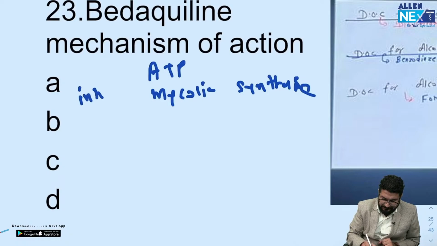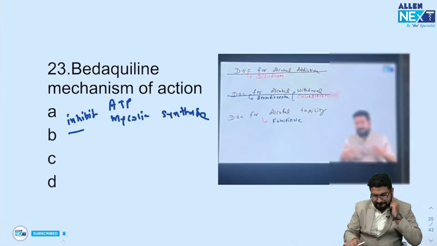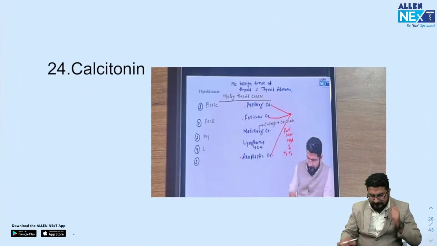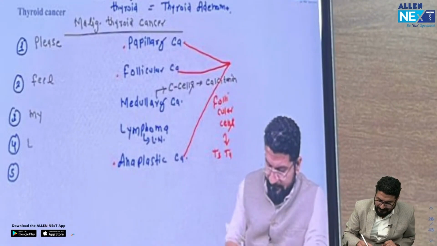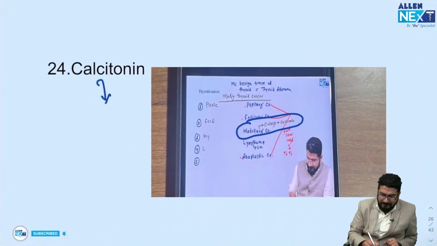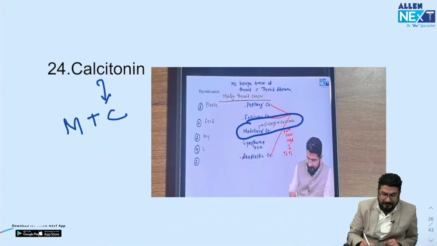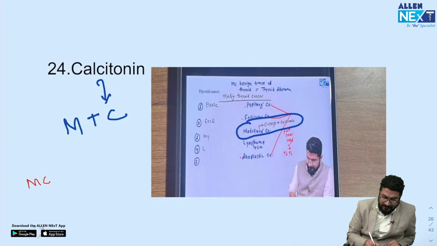This will inhibit ATP mycolic acid synthase. Coming to the next one, calcitonin is a tumor marker. This was the question straight away. So you can see calcitonin is a tumor marker for medullary thyroid carcinoma, that is MTC. I think there was also a question on most common. So remember, the most common thyroid cancer will be papillary cancer of thyroid.